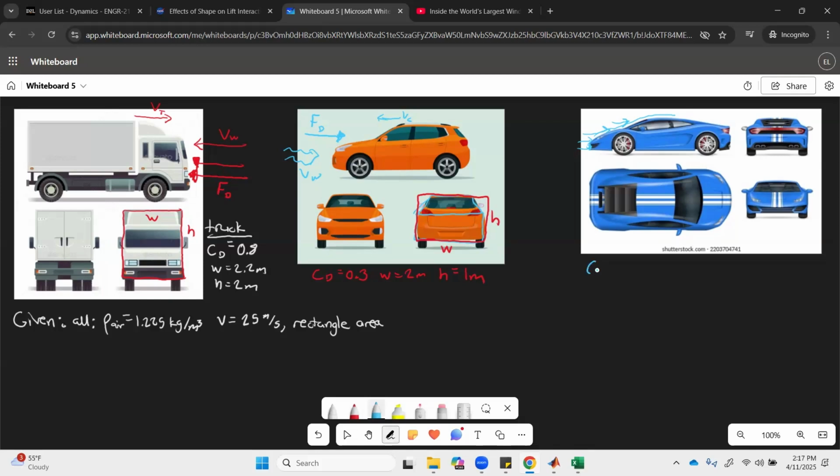And then the race car, this should have the lowest drag coefficient because it's got that sleekest shape. So we'll say that one's on the low end of the cars and 0.2. And then the width here will be the same as the SUV, we'll say 2 meters. But the height, we can tell obviously that the height is lower, and we'll go with 0.8.